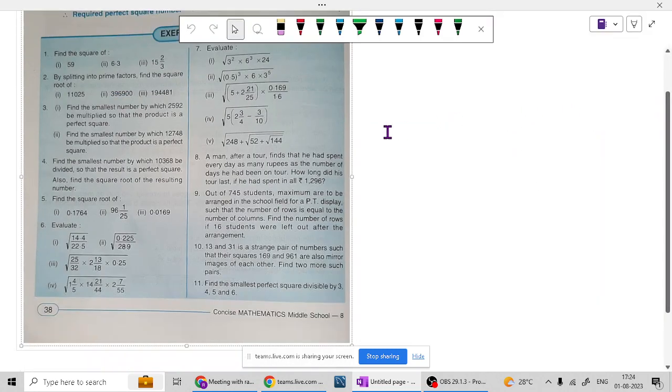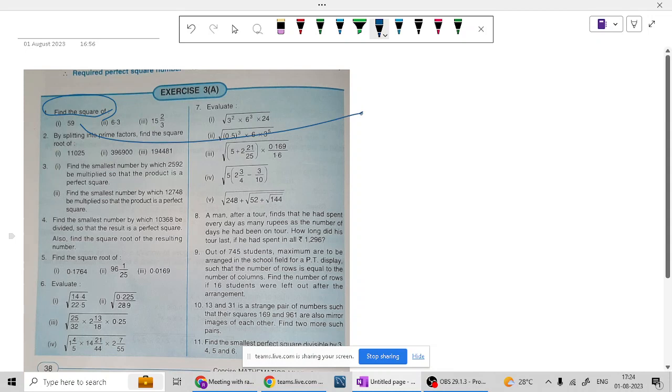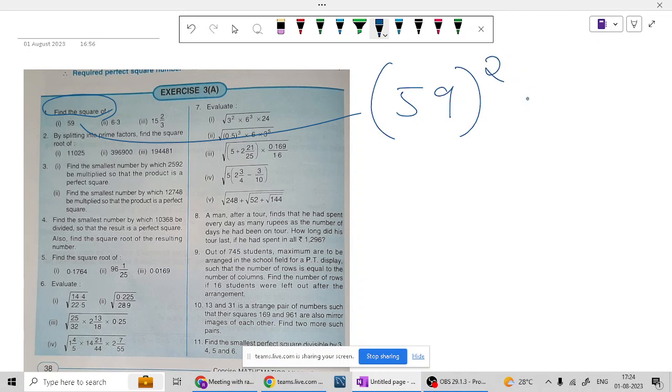Done, sir. Are these the questions in your textbook or different? These are the questions. Okay, what's the first question? Find the square of 59. For a square, what's the degree? 2. Square is nothing but just multiplying 59 into 59. Calculate this.